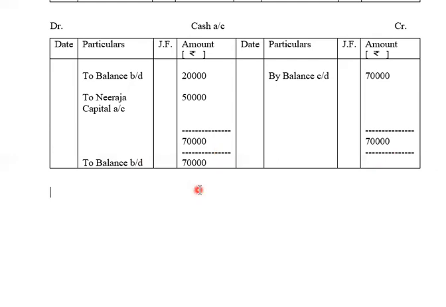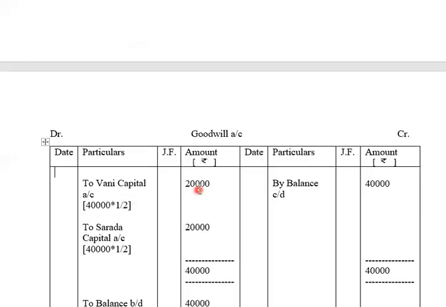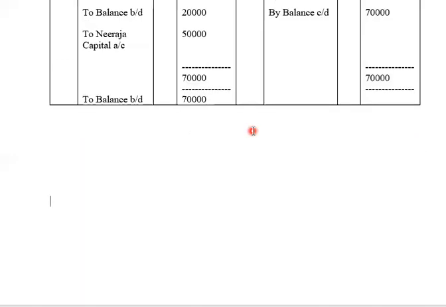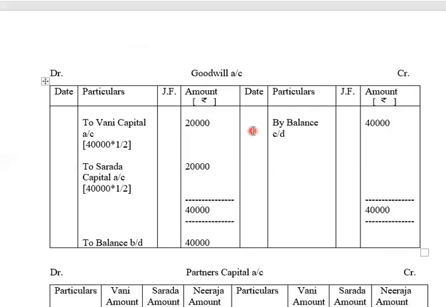After cash account, we'll be preparing goodwill account. The format for which will be date, particular, general folio, amount rupees, date, particular, general folio, amount rupees. Towards extreme left, we'll be writing DR debit. Towards extreme right, we'll be writing CR credit. And the name of the account will be taken as goodwill account. So earlier in cash account, we used to write the name of goodwill. So in goodwill account, we used to write the name of cash.